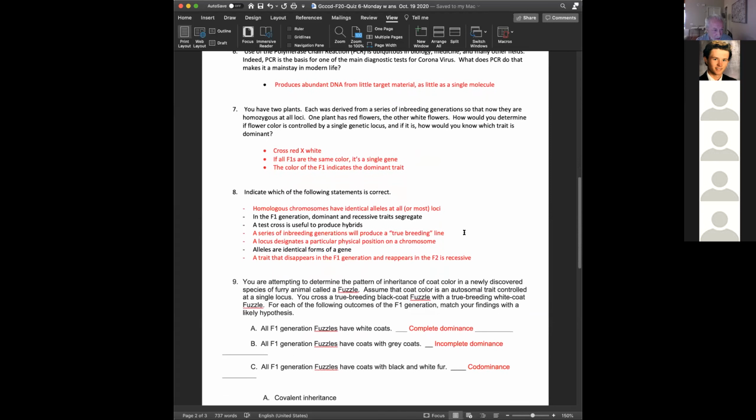Then number 8, indicate which of the following statements is correct. They're in red. Homologous chromosomes have identical alleles at all or at most loci. The next 2 statements are incorrect. A series of inbreeding generations will produce a true breeding line. That's correct. A locus designates a particular physical position on a chromosome. And alleles are not identical forms of a gene, they're alternate forms of a gene. And finally, a trait that disappears in the F1 and reappears in the F2 is recessive.